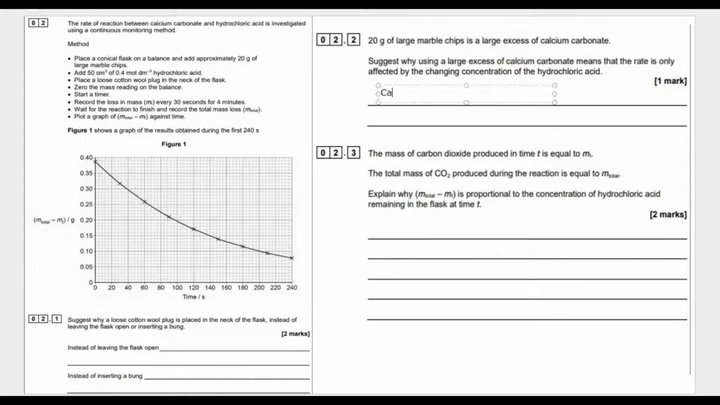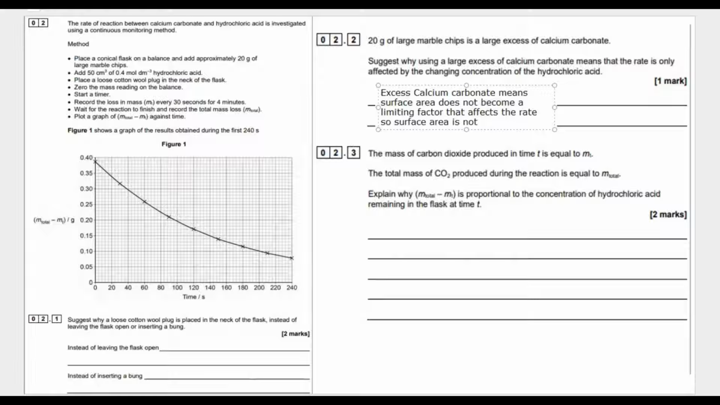Okay, it basically nullifies the effects of surface area by having a large amount of calcium carbonate. You've got a huge surface area in contact with the acid, and it means the surface area is constant. It never becomes a limiting factor, and never becomes something that changes the rate of reaction. This means that only the fact that the hydrochloric acid reactant is decreasing affects the rate of reaction. We can see from the curve on the graph that the rate of reaction starts to go down towards the end because the reactant is getting used up. So it basically keeps the surface area constant.